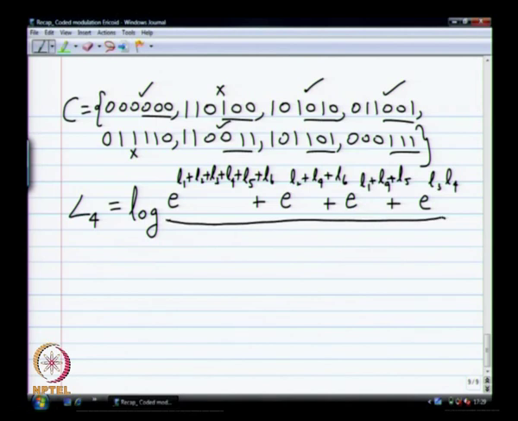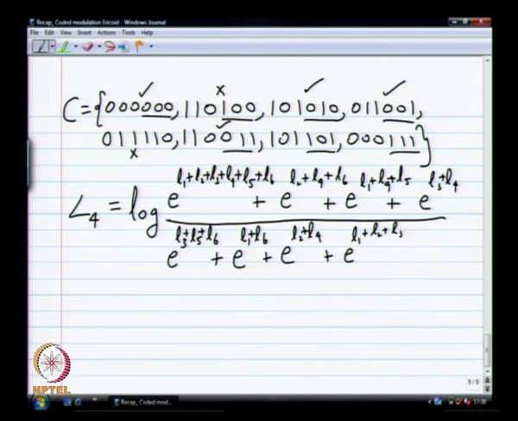Okay, then you divide. Is that okay? What do you get in the denominator? e power L3 plus L5 plus L6 plus e power L1 plus L6 plus e power L2 plus L4 plus e power L1 plus L2. Oh, I think I should put plus, no, I am sorry, forgetting the plus everywhere. L1 plus L2 plus L3. Okay.